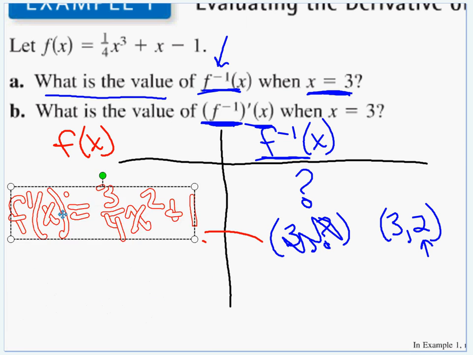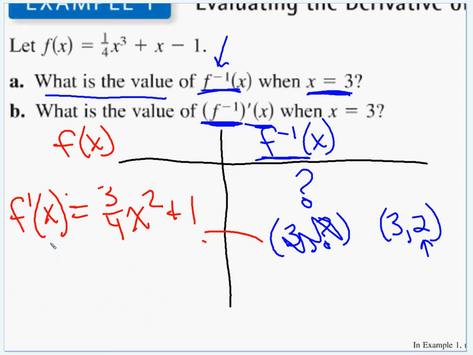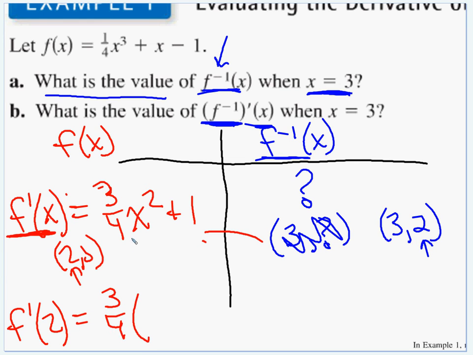Okay. So we can find our reflected point. I shouldn't have erased that. That was (2, 3). So we can use f prime and plug in this x value of 2 to get f prime of 2. That's going to be 3/4 times 2 squared. That's going to be a 4, which turns into a 3, plus 1. So our slope over here is 4.